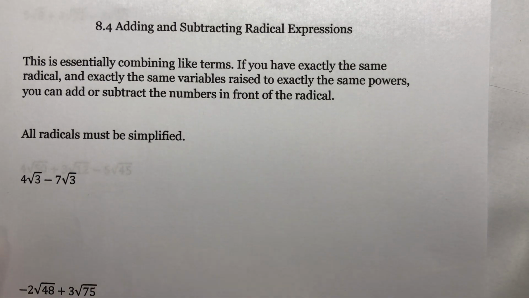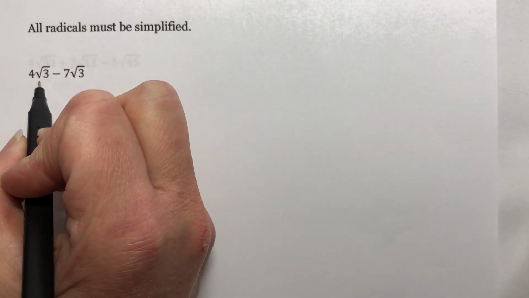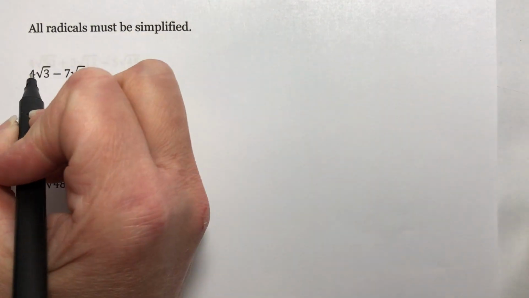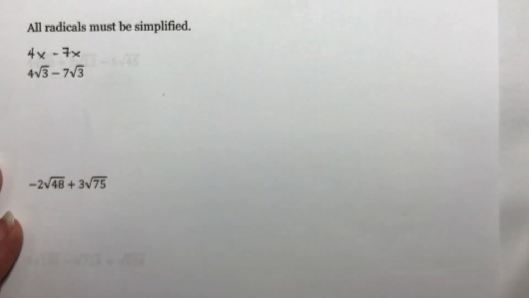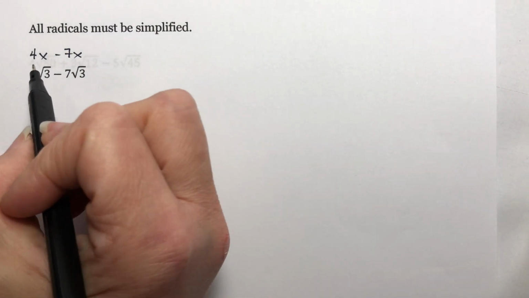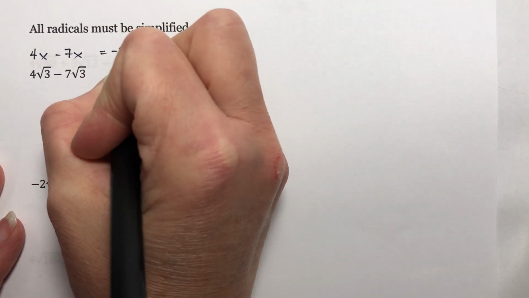So we still have to do what we were doing in the last section, and now hopefully we're going to be able to combine some things to make it a little bit nicer. Okay, so let's look at 4 times the square root of 3 minus 7 square root of 3. This is in the same pattern as 4x minus 7x. We just happen to know what our x values are here, okay?